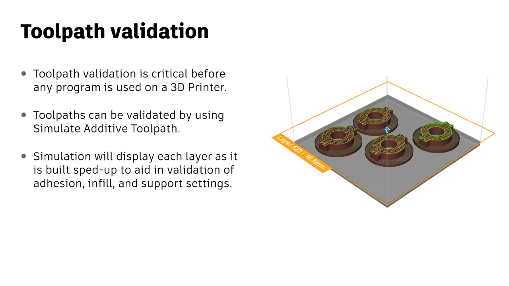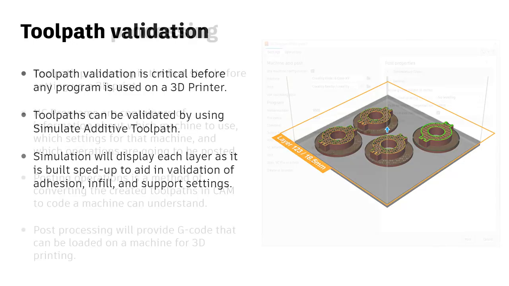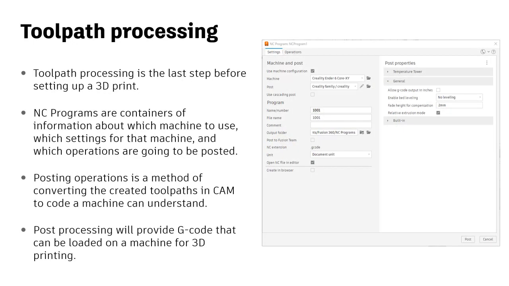Toolpath validation is critical before any program is used on a 3D printer. Toolpaths can be validated by using Simulate Additive Toolpath. Simulations will display each layer as it is built, sped up to aid in visualization of adhesion, infill, and support settings. Toolpath processing. Toolpath processing is the last step before setting up a 3D print.